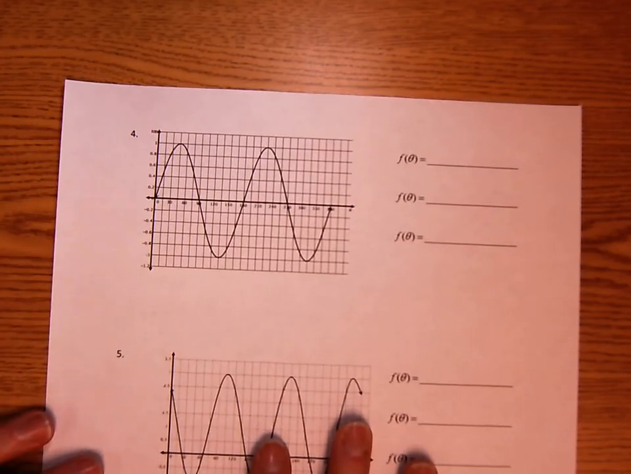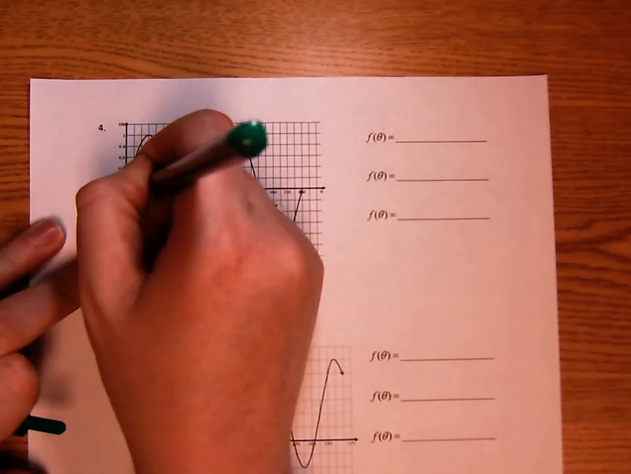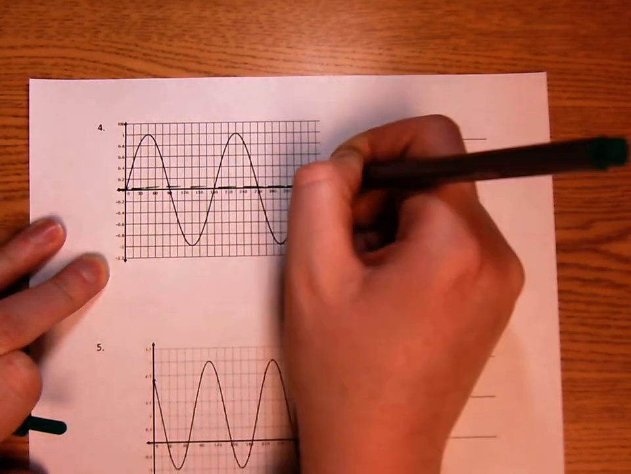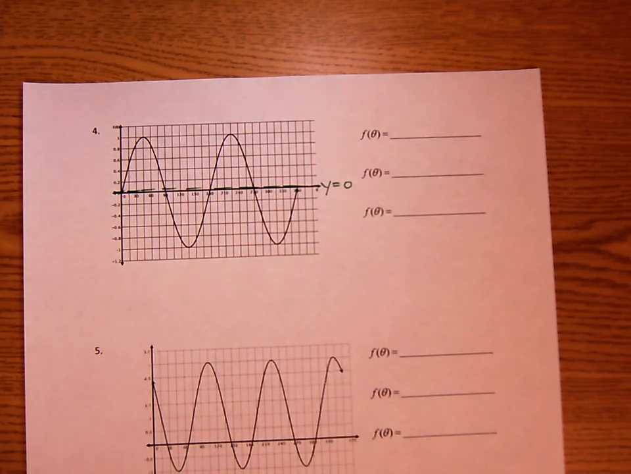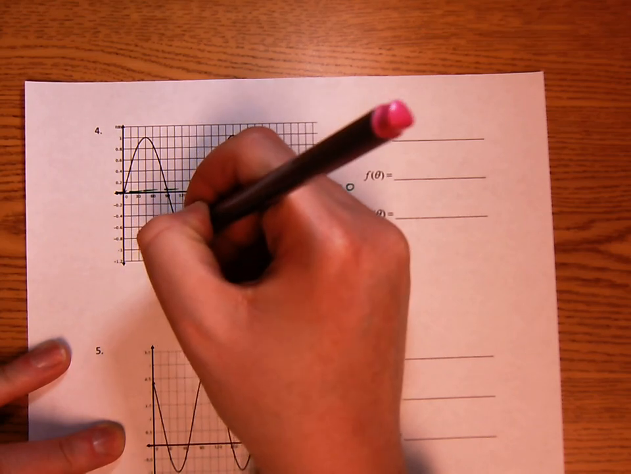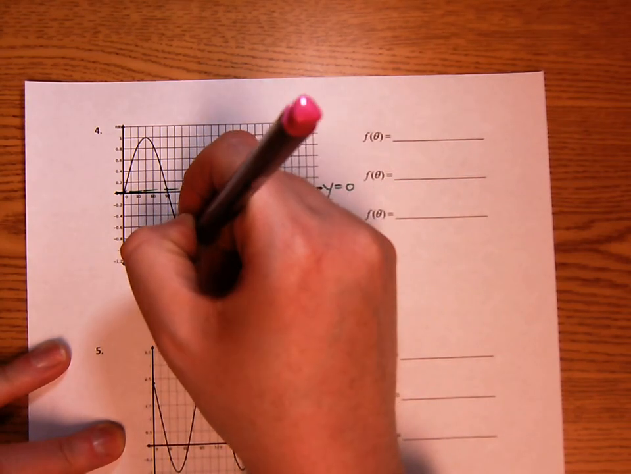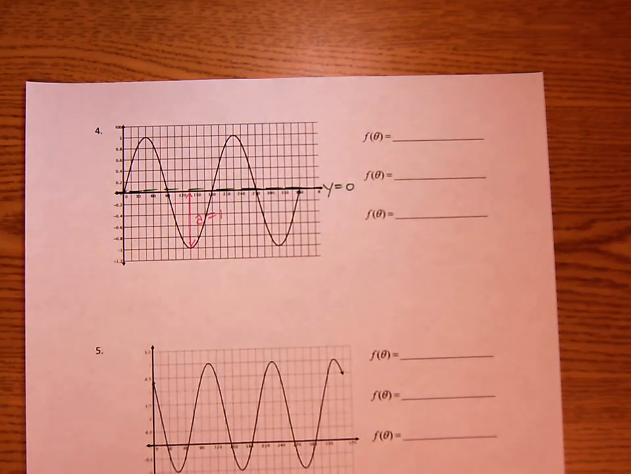Last page here, number 4. Let's start by identifying our center line. In this case, the center line happens right at the x-axis, so it's at y equals 0, so there is no vertical shift. Our A value, if I go from a distance from the center line down to a minimum, or a maximum, goes down to negative 1, so our A value is 1 unit.